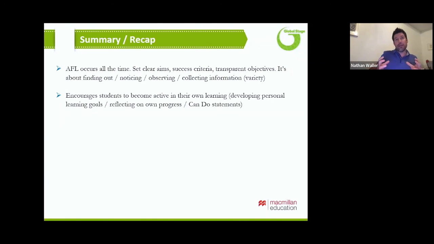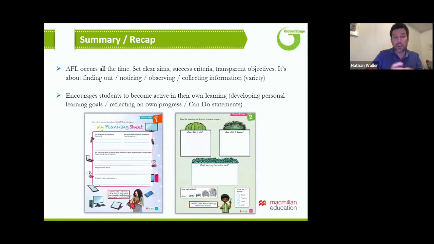We want them to be developing these self-directed skills, autonomous learning skills. So if you look at Global Stage, there's loads of things in there to help students do that. Can-do statements are in there. These personal learning goals are in there, reflecting on your progress. I put a couple of examples here. So you've got my planning sheet, so thinking ahead, planning. And then at the end, you've got this think it over, which is reflecting. So it's all of the lesson. They're always thinking, they're always reflecting, they're always asking questions.